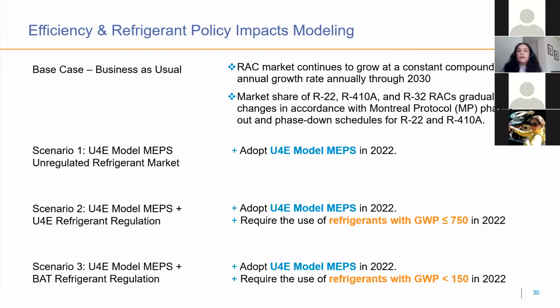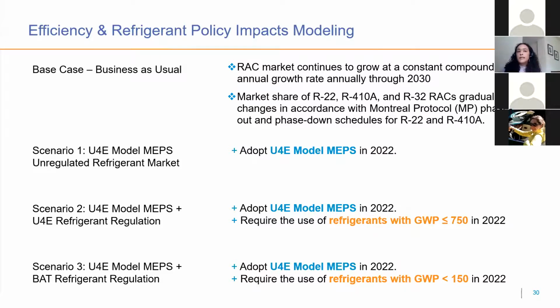Just briefly overviewing the scenarios we modeled. We modeled 4 scenarios. The first is a baseline. This base case scenario assumes that room air conditioner markets in the 4 regions our study covers continue to grow at a constant compound annual growth rate through 2030. And the second qualification for the base case scenario is that the market share of refrigerants gradually changes in accordance with Montreal Protocol phase out and phase down schedules for R22 and R410A. We modeled 4 regions, and each region has a different constant annual growth rate and a slightly different share of R22, R410A, and R32. If you're interested in seeing our assumptions in more detail, take a look at the full report where this modeling is explained in detail.